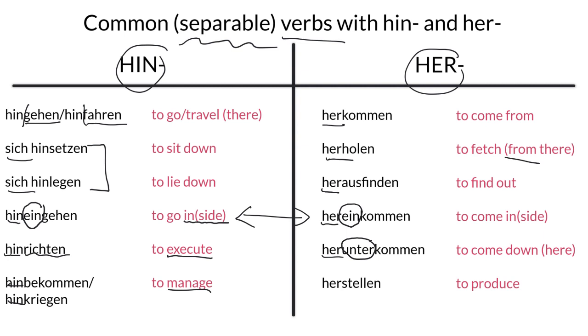Finally, we have this metaphorical one again, herstellen, which means to produce. And the idea is something which did not previously exist is being placed in front of you.